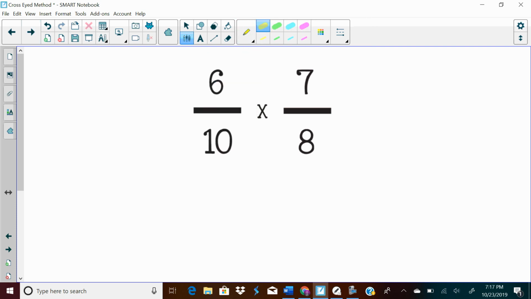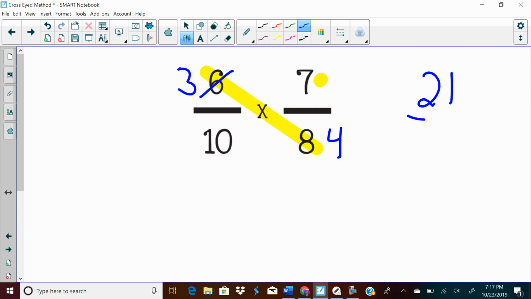So I notice that 6 and 8 have a common factor. They're both divisible by 2. 7 and 10 do not, so those stay alone. So then 2 goes into 6 3 times. 2 goes into 8 4 times. So I multiply straight across. 3 times 7 is 21. 10 times 4 is 40.